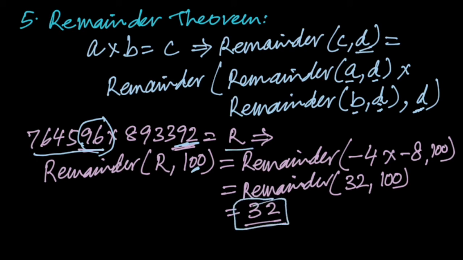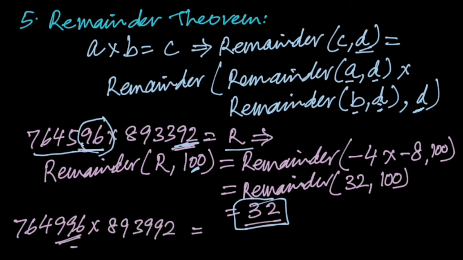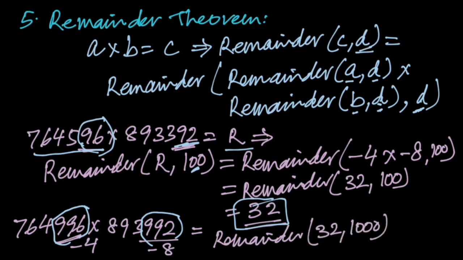Now let's do it with 1000. The remainder for this number is going to be minus 4, because it is 996 here, and here it is going to be minus 8 because it is 992 here. So if you multiply the same way, we get 32, but since we are doing the division with 1000, it will become 032. So in this case the result will end with 032.